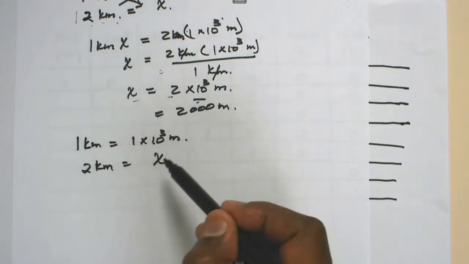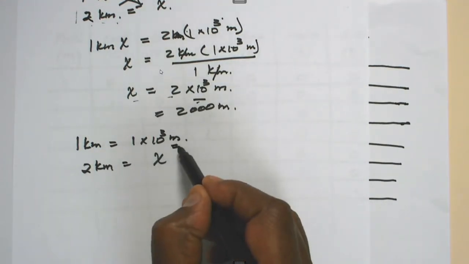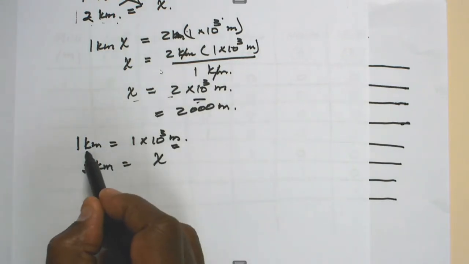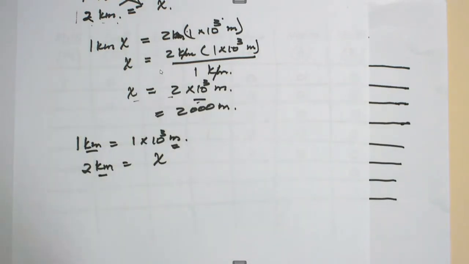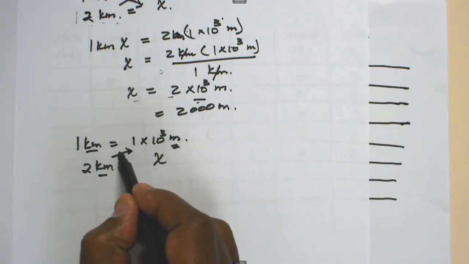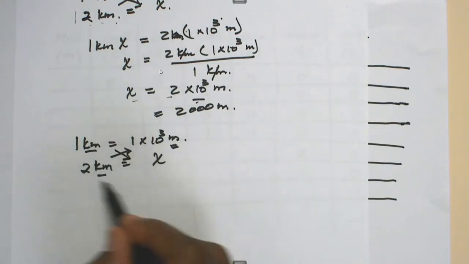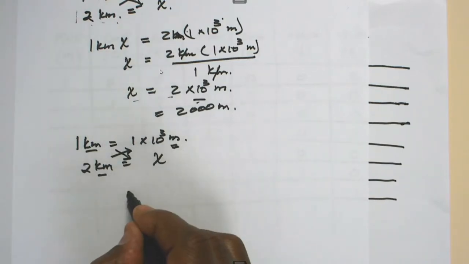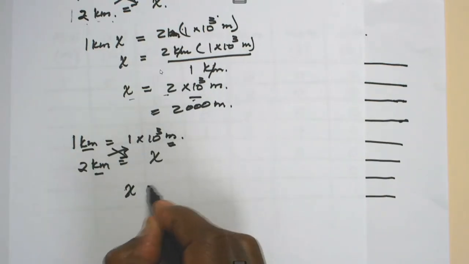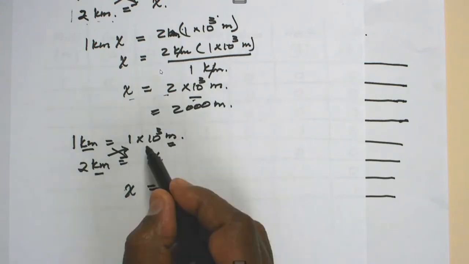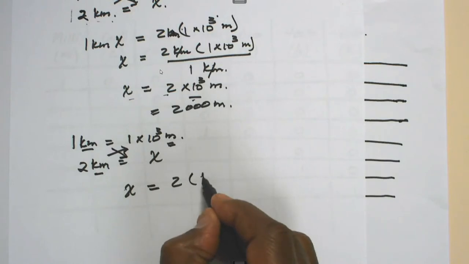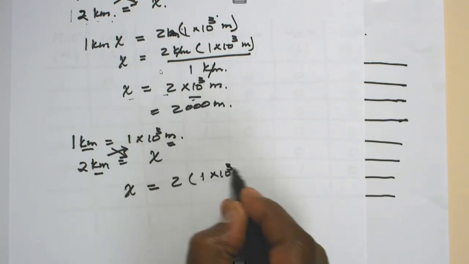So notice that your x then will have the same unit as what is placed under, because on this side you have the same units. So yours is just to cross multiply without now bringing in the units, and then multiply x by 1, and then you get x is equal to 2 multiplied by 1 × 10³.